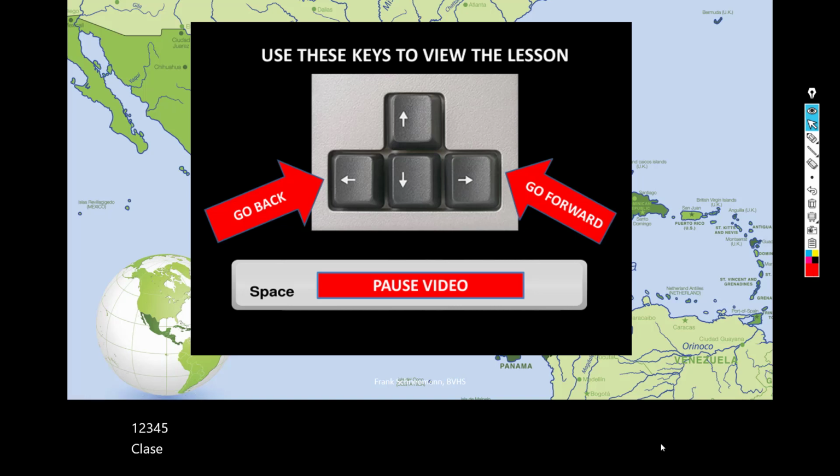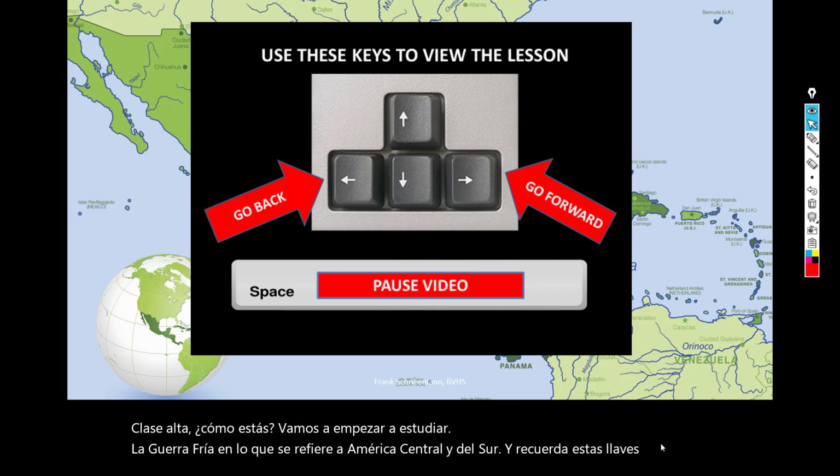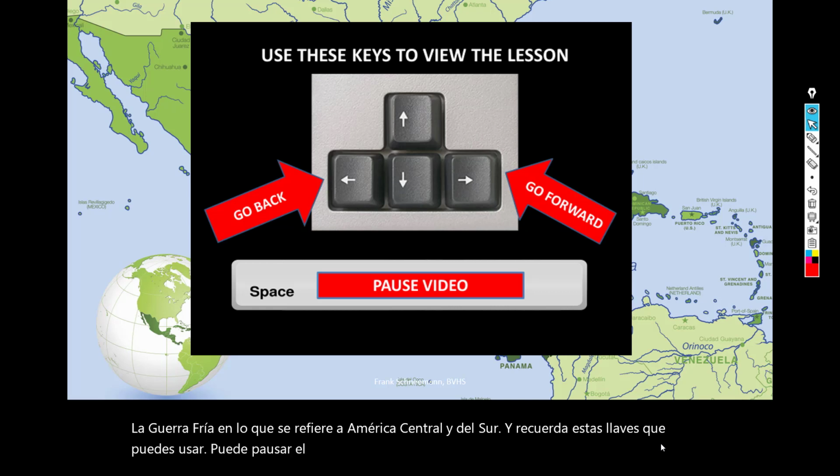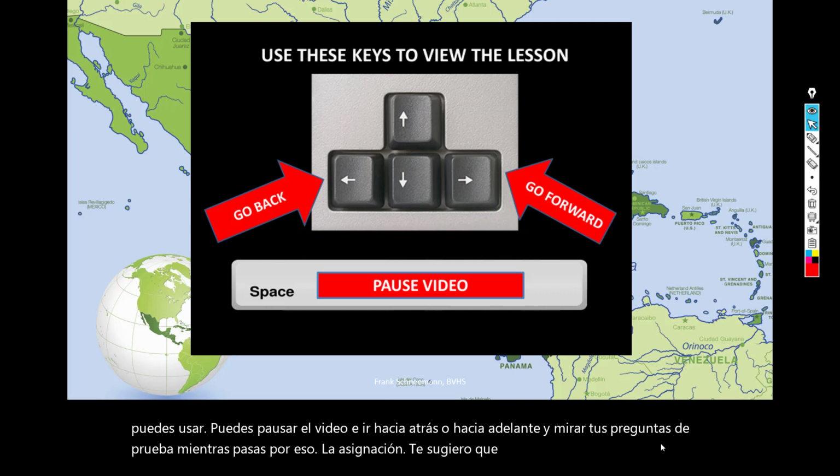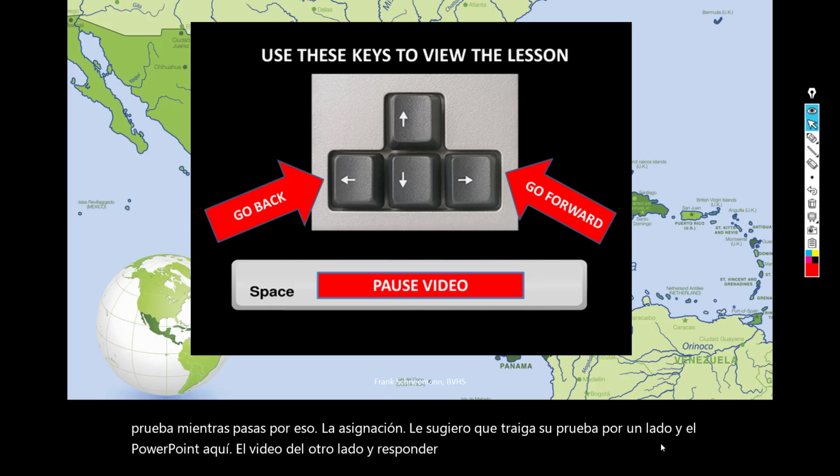We're going to start studying the Cold War as it relates to Central and South America. And remember these keys that you can use. You can pause the video and go backwards or forward and look at your test questions as you're going through the assignment. I would suggest you bring your test up on one side and the PowerPoint, the video, on the other side, and answer the questions as you go through, but that's up to you.